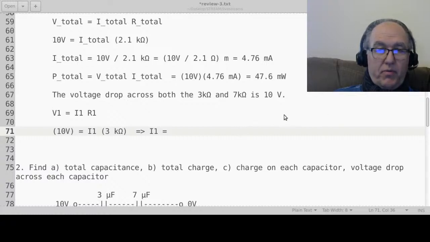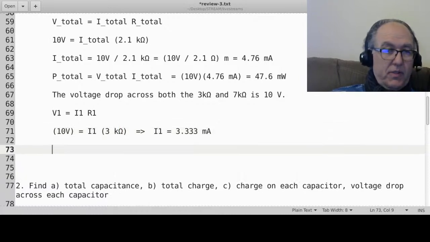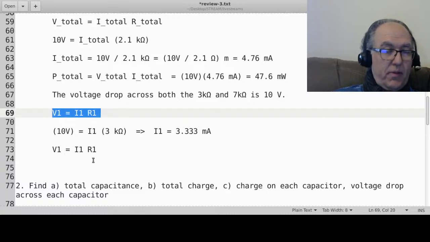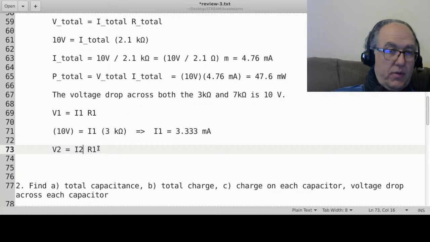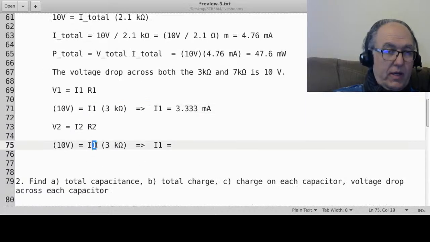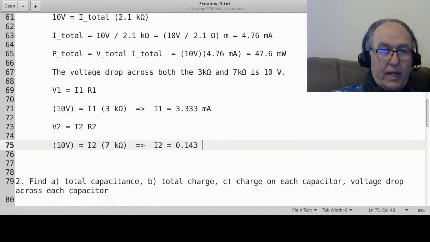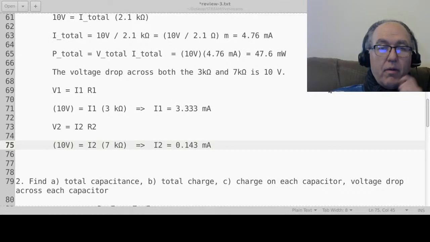It's 3.333333. So let me grab a bunch of digits here. I didn't need a calculator for that. And again, the K is in the denominator, so that's going to be milliamps. Same thing now, but for resistor 2, and so that's going to look like this. It's I2, and it's 7, not 3. And so I2 is going to equal 10 divided by 7, the reciprocal. What's that equal to? There it is. Milliamps.